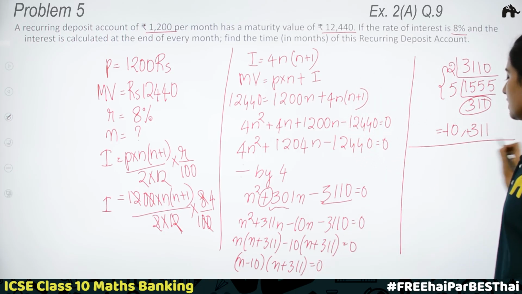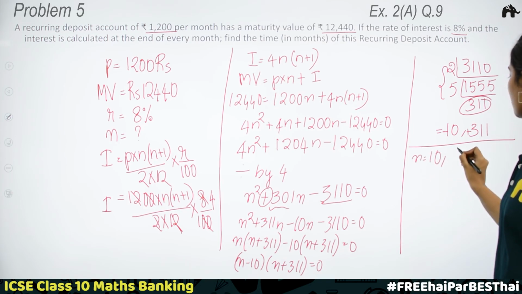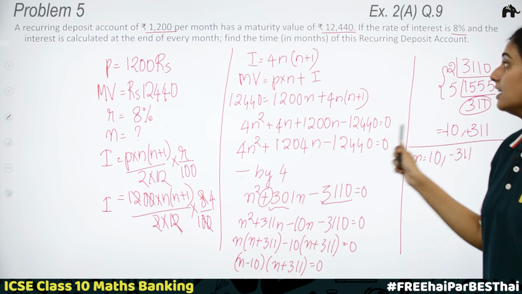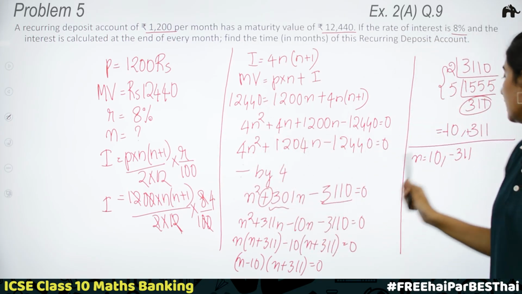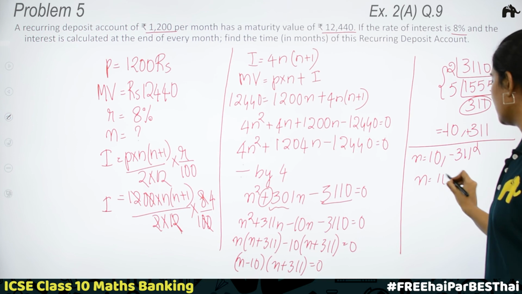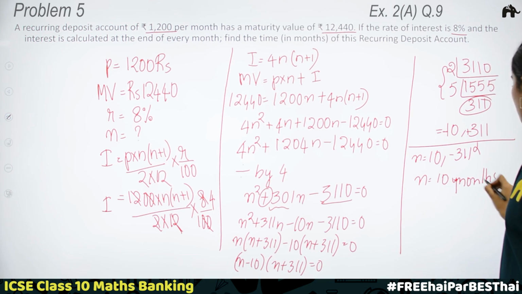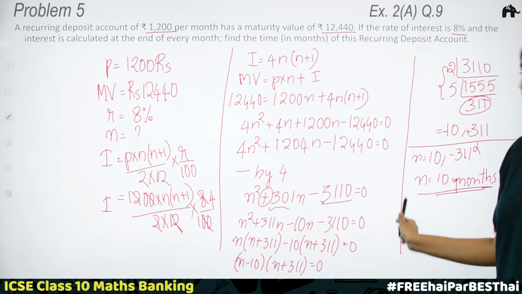What are the n values? n should be either equal to 10 or minus 311. Here in this question, n is the number of months, and the number of months can never be negative. So the only possible value is 10. So n is equal to 10 months.